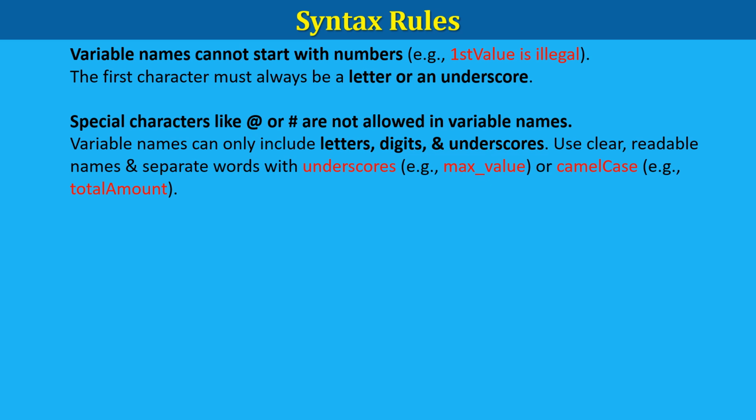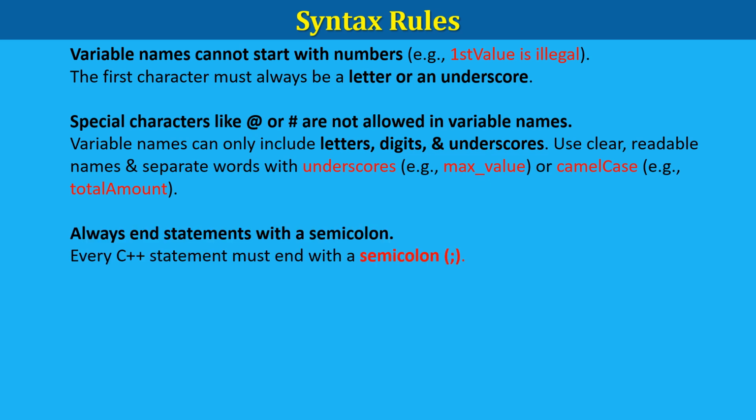Special characters like at or hash are not allowed in variable names. In C++, special characters like hash are not allowed in variable names as they serve other purposes, such as hash being a preprocessor directive. Variable names can only include letters, digits, and underscores. Encourage students to use clear, readable names and separate words with underscores, like max_value, or camel case, like totalAmount, for better readability.